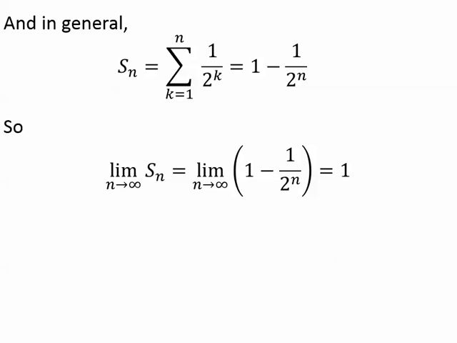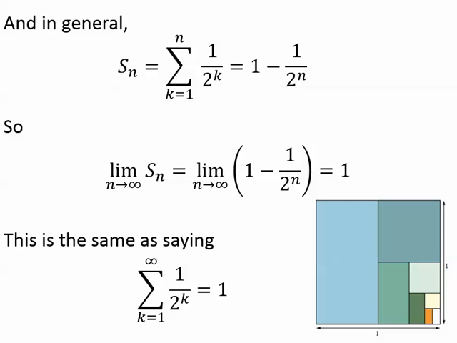Next, keep in mind our goal is to add up an infinite number of terms. So what we do is we add up the first n terms and then we say, what happens when n goes to infinity? And in this case, when n goes to infinity, we get 1. So this is the same as saying that the infinite series converges, and it converges to a value of 1.